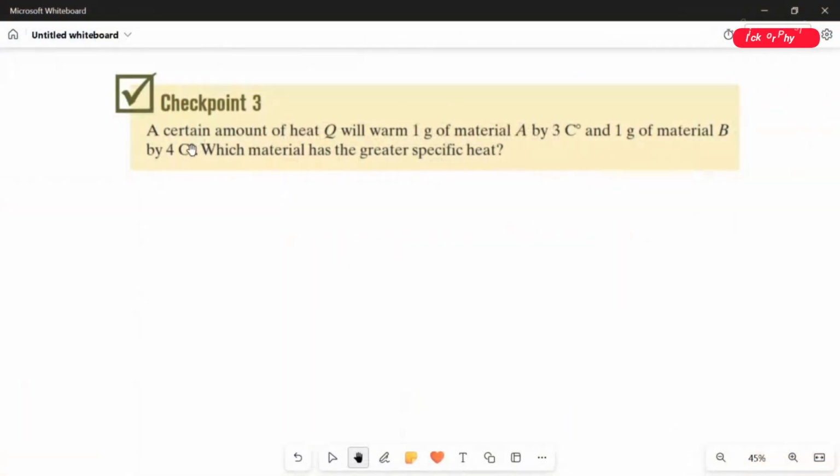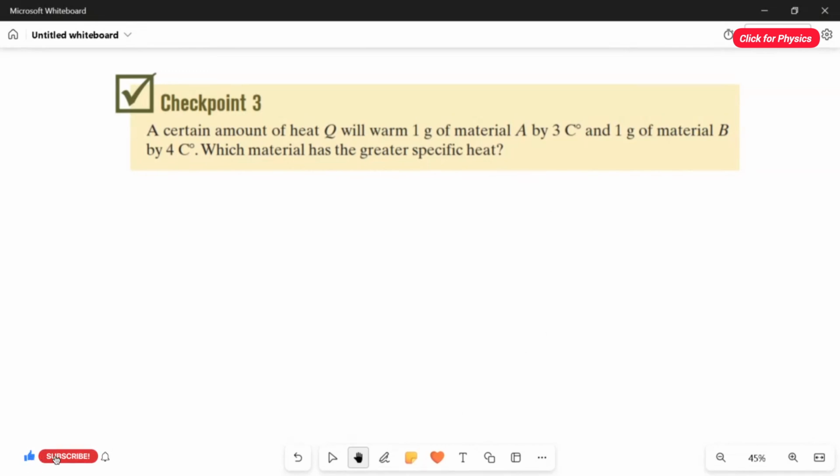Checkpoint 3. A certain amount of heat Q will warm 1 gram of material A by 3 Celsius degrees and 1 gram of material B by 4 Celsius degrees. Which material has the greater specific heat?